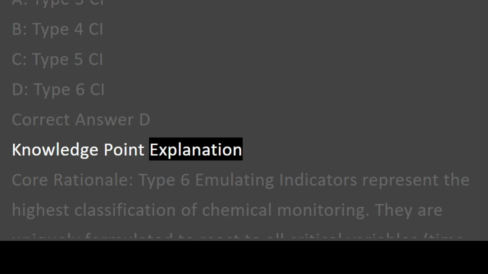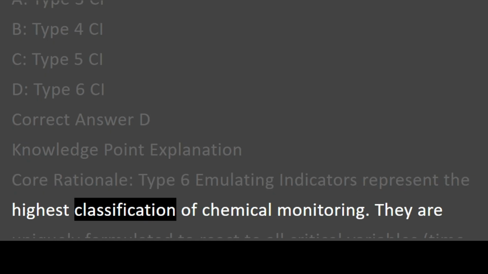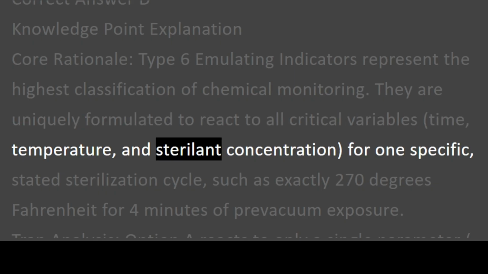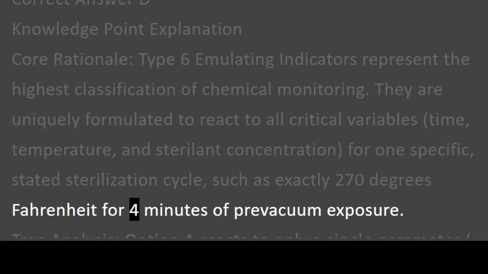Knowledge point explanation. Core rationale. Type 6 emulating indicators represent the highest classification of chemical monitoring. They are uniquely formulated to react to all critical variables, time, temperature, and sterilant concentration, for one specific, stated sterilization cycle, such as exactly 270 degrees Fahrenheit for 4 minutes of pre-vacuum exposure.